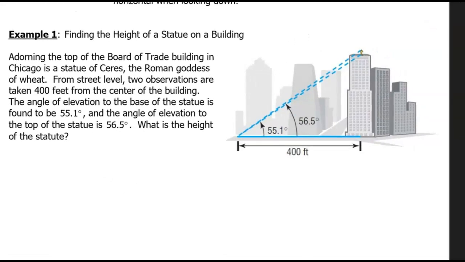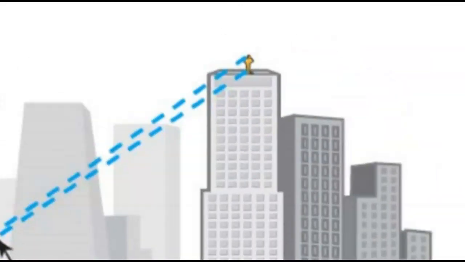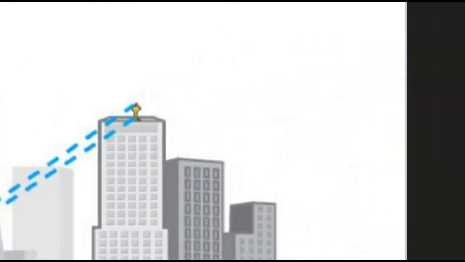On this first one, it says, adorning the top of the Board of Trade building in Chicago is a statue of Ceres, the Roman goddess of wheat. From street level, two observations are taken 400 feet from the center of the building. The angle of elevation to the base of the statue is found to be 55.1 degrees, and the angle of elevation to the top of the statue is 56.5 degrees. What is the height of the statue? So what we're truly trying to solve for here is the height of this little tiny statue up here on top of the building. We'll call this height x.